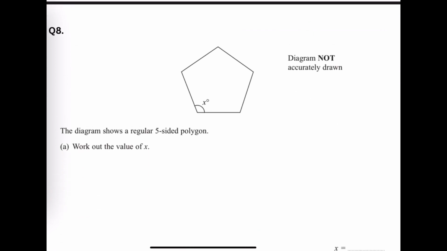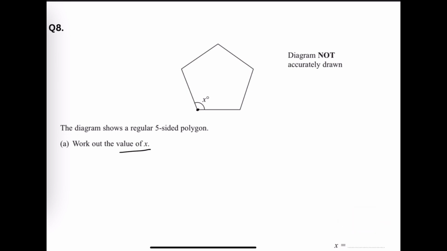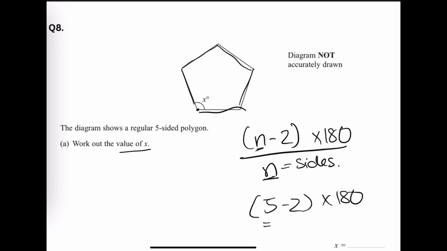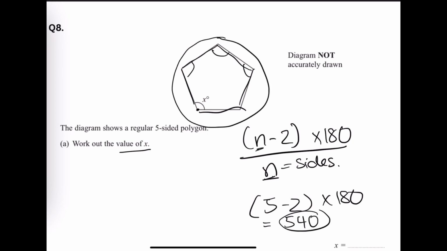Okay, so question 8. The diagram shows a regular 5-sided polygon. Work out the value of x, which is over here. To work out what the angle is, it's the same formula, so it's n minus 2 times 180 over n, where n is the number of sides. In this question it's a pentagon, so we know it's 5. So it'll just be 5 minus 2 times 180, that equals 540. This is the sum of all the angles in this particular shape. And then so that we can find just one, which is over here, we divide by 5, which means that the answer is 108.